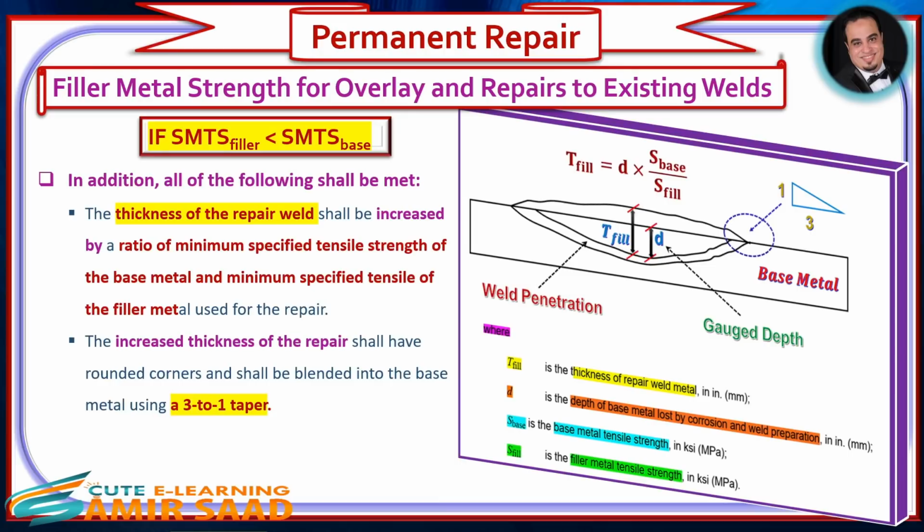The increased thickness of the repair shall have rounded corners and shall be blended into the base metal using a 3-to-1 taper. The repair shall be made with a minimum of 2 passes.